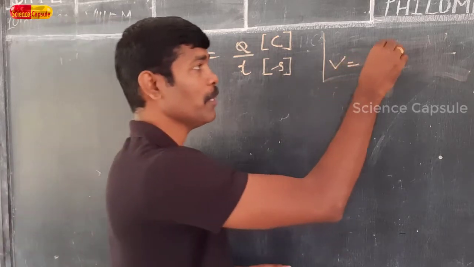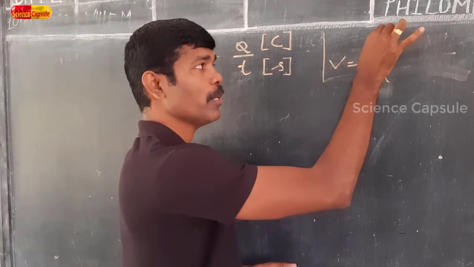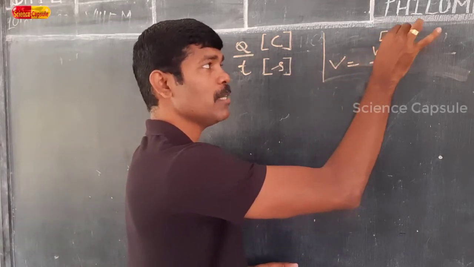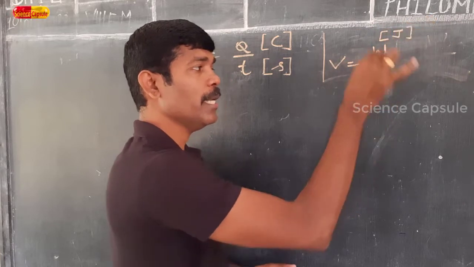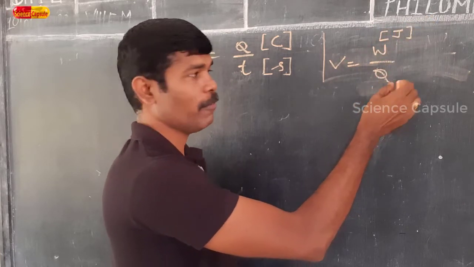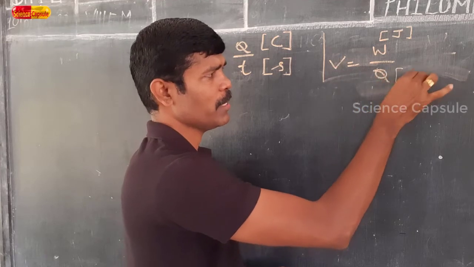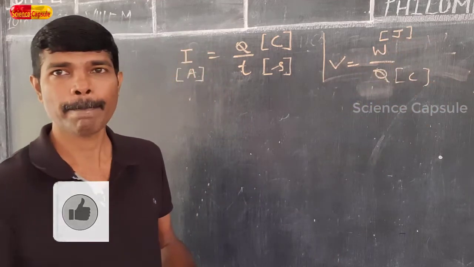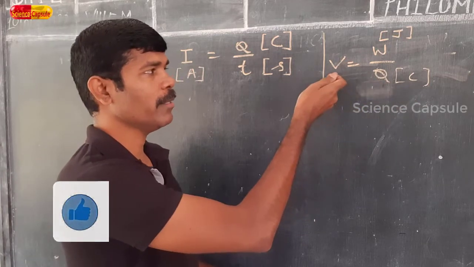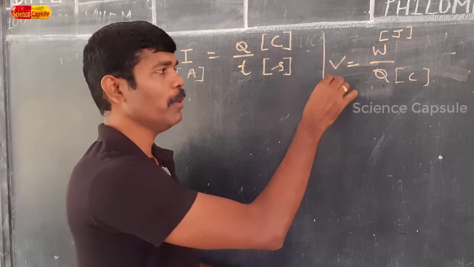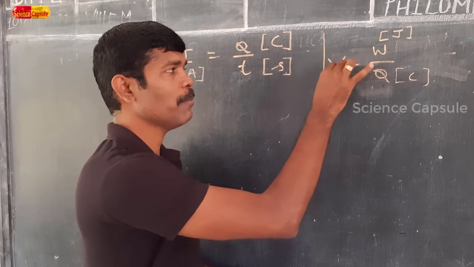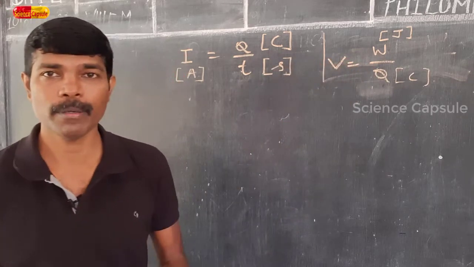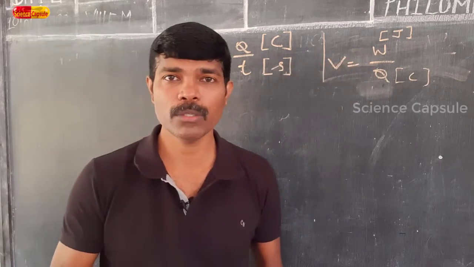Here the SI unit of work done is joule, represented by the capital letter J. The SI unit of charge Q is coulomb, represented by C. If 1 joule of work is done in carrying 1 coulomb of charge, then the potential difference would be 1 volt. So V is the symbol of potential difference, whose SI unit is volt.